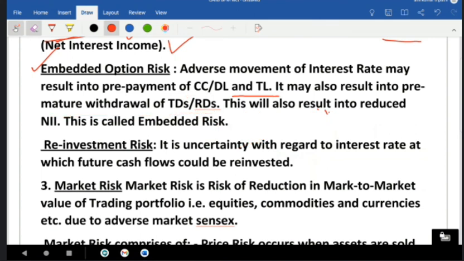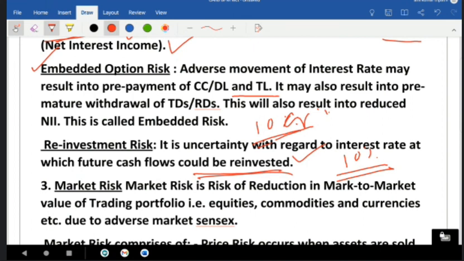It is uncertainty with regard to interest rate at which future cash flow could be reinvested. Because in the future, if the rate of interest is changing and you have some amount of, let's say, 10 crore, and you are reinvesting at maturity, and the future rate of interest is changing, that means this is called reinvestment risk. Same thing is applicable for the FD also.